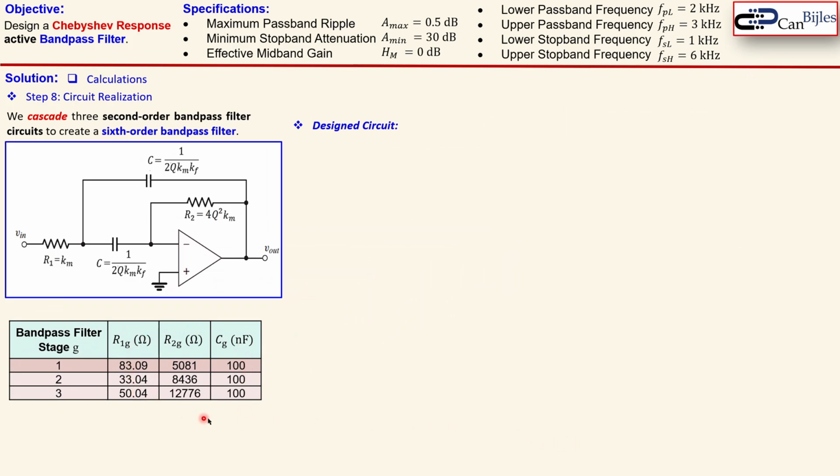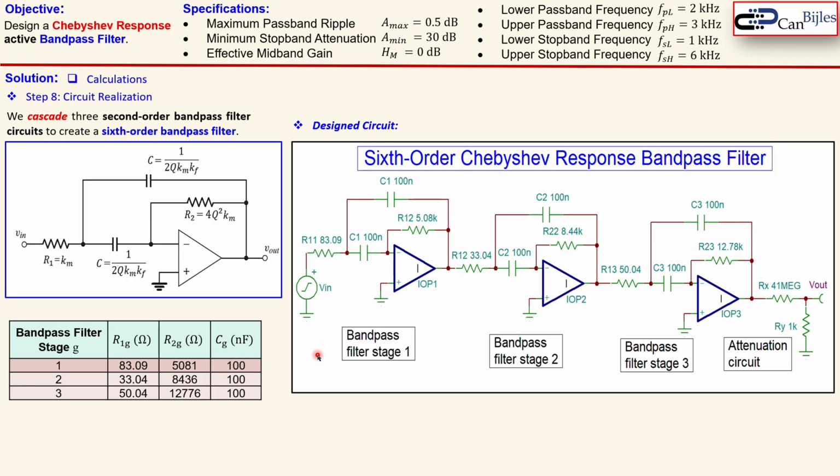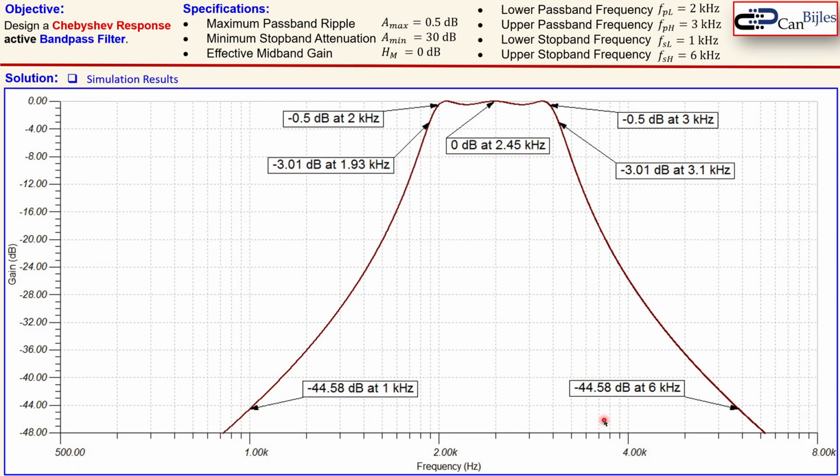And these are the component values for the multiple feedback circuit. Now the design circuit is shown here, and that is also what we have drawn in the SPICE simulator. You see here the first stage, the second stage, the third stage, and also the attenuation circuit here. Okay, now let's look at the simulation results. This is the Bode plot, only the gain, where you see the ripple also in the passband. That is really the characteristic of a Chebyshev. It was flat actually for the Butterworth response, for example.